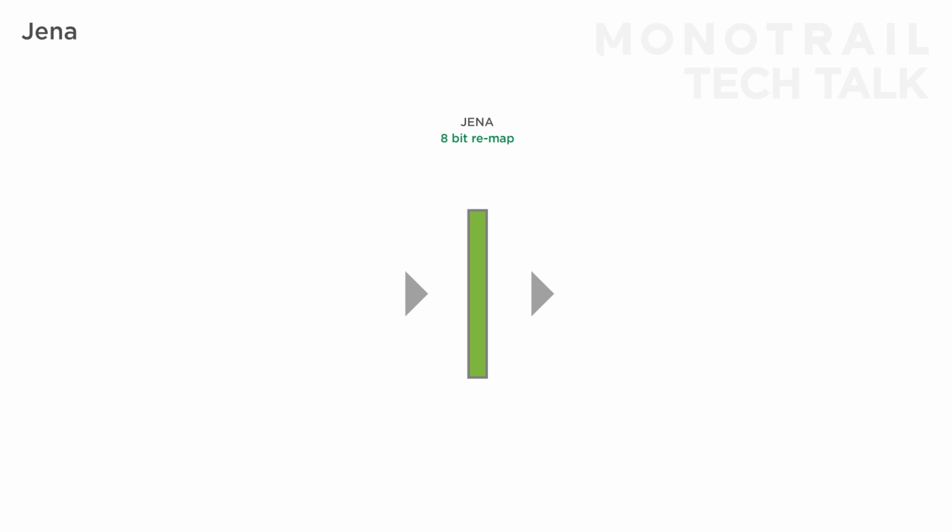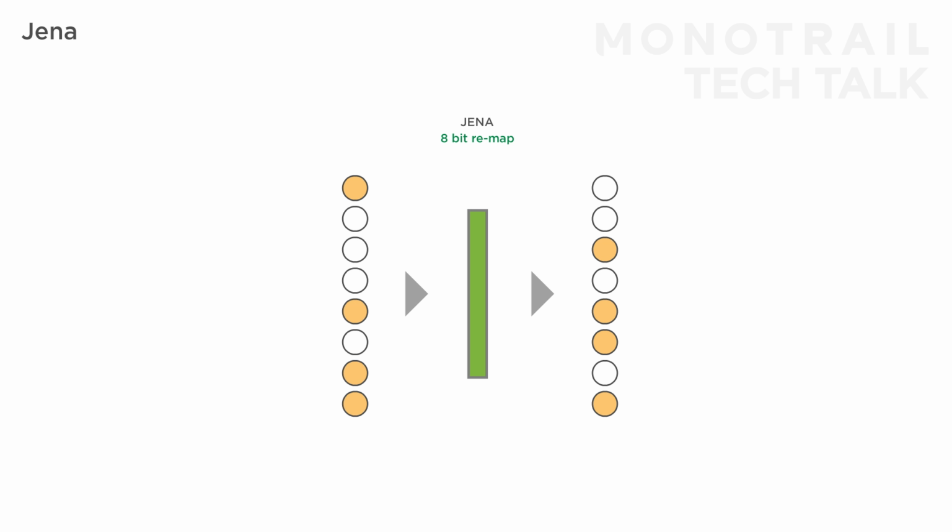This is where Jena can come in, as it's a powerful converter itself. The twist here is that it converts 8-bit patterns, for example this one, to other 8-bit patterns, for example this one. In fact, within Jena, all 256 values that are possible with an 8-bit pattern are remapped to other values. Not just random values, but carefully selected ones.